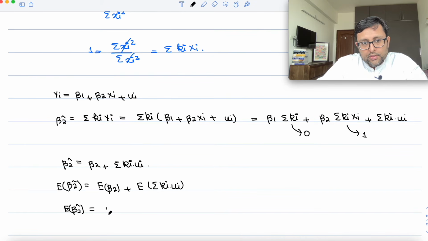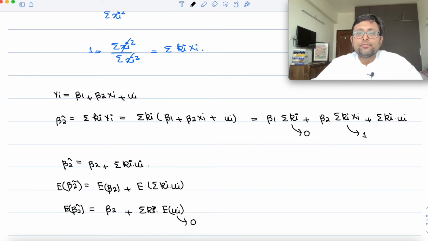E of beta 2 hat. Now this is a constant. This will be just beta 2. Summation of ki's are non-stochastic, so they will come out of the expectation sign. E of ui. But E of ui is 0. So this is the assumption of your model. That is, on an average, the error terms are going to be 0.